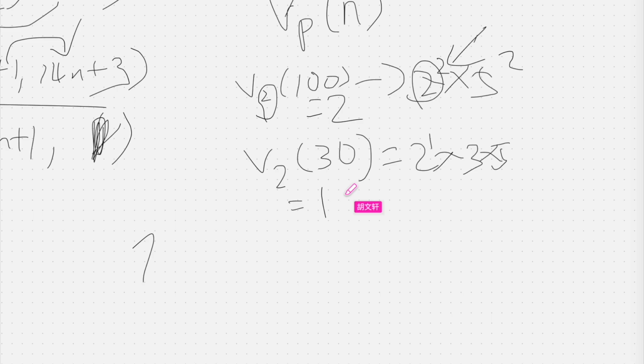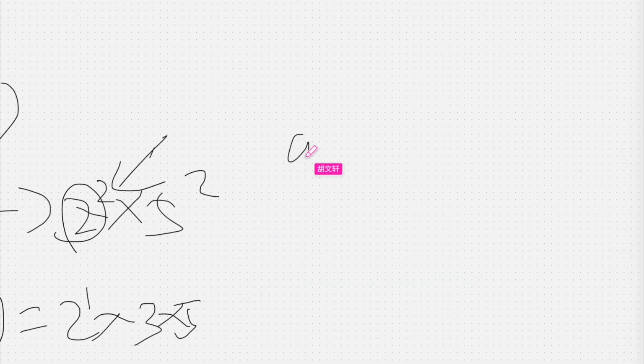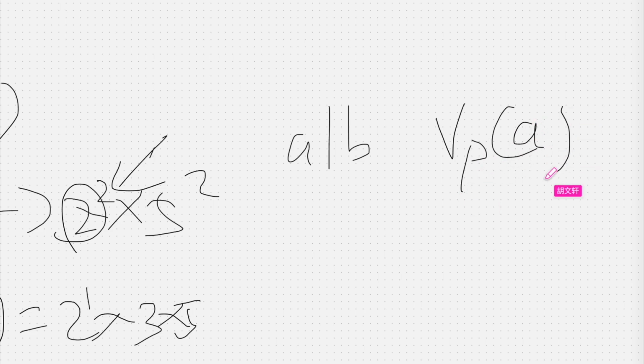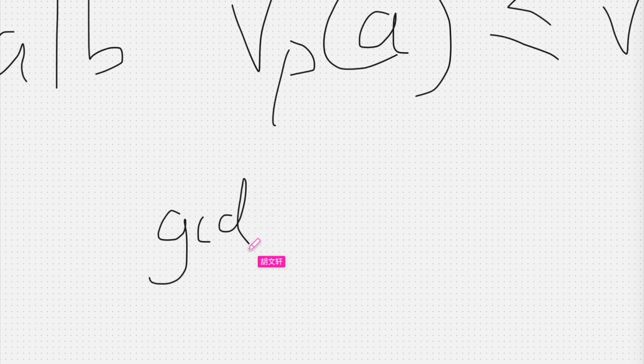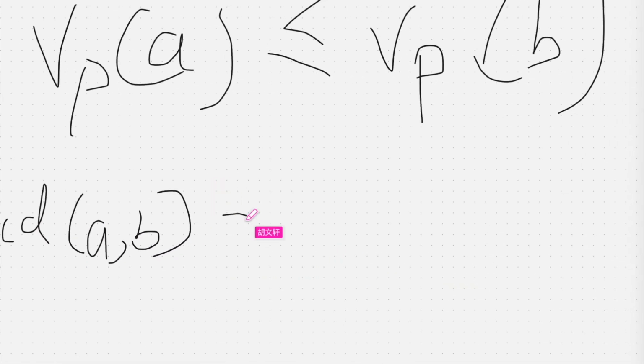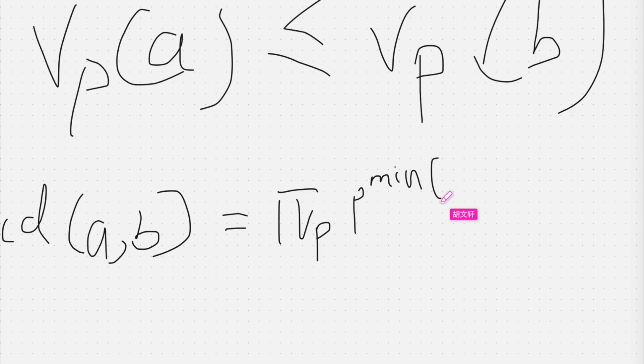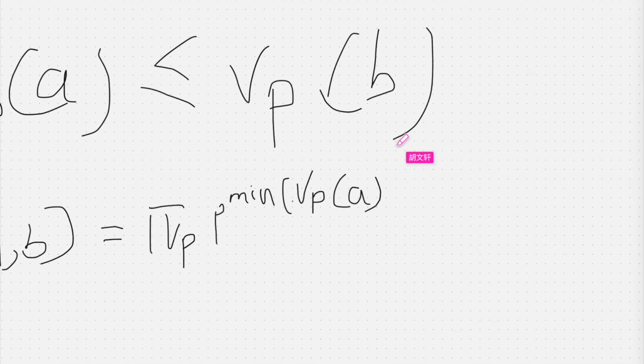And now we have some new formulas for you to know. If A divides B, then the greatest power of p that goes into A is smaller than or equal to the greatest power of p that goes into B, because B is a multiple of A. And the greatest common divisor of A and B is equal to the product over all p of p to the power of the min of v_p(A) and v_p(B).